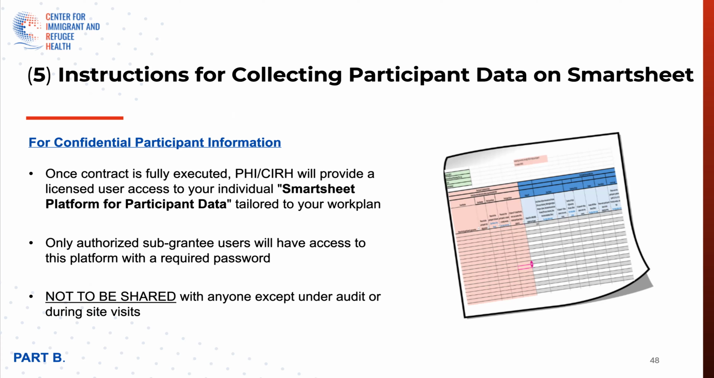We will be providing you licensed user access to your own Smartsheet folder and Smartsheet spreadsheet where you'll be collecting individual participant data for each participant in your program. You'll be receiving this once your contract is fully executed. Only authorized sub-grantees should have access to this Smartsheet because it will contain highly confidential data, and it shouldn't be shared with anyone other than the people who will be working on that Smartsheet and putting in data, except if you're under audit or during site visits, you can just pull it up and we will take a look at it. Other than that, you should not be giving access to this to anybody.